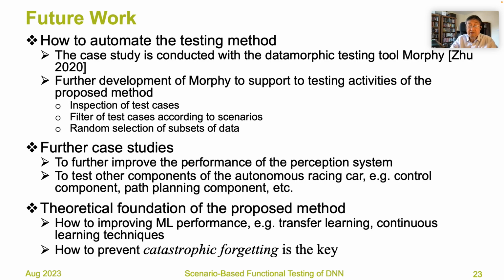Particularly, we would like to study how to improve machine learning performance, for example, using transfer learning and continuous learning techniques to improve on particular scenarios, and at the same time, to prevent catastrophic forgetting. This is the key to the success of the method.